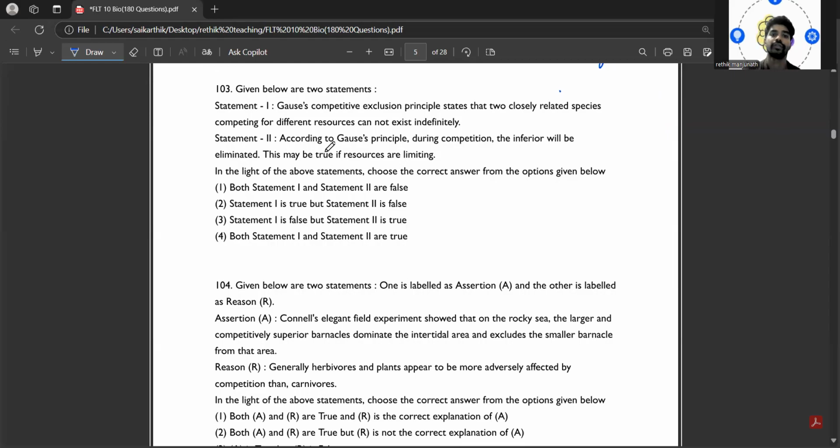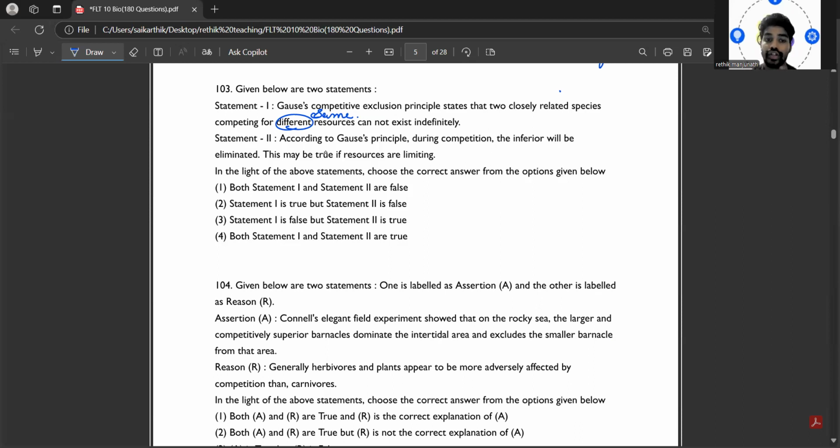I'll go to the 103. Given below are two statements. Statement 1 says that the Gause competitive exclusion principle states that two closely related species competing for different resources cannot exist. No, instead, two closely related species competing for the same resources cannot exist indefinitely. That is what the Gause competitive exclusion principle states.